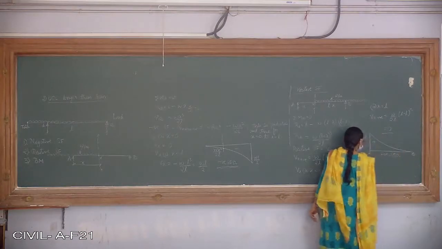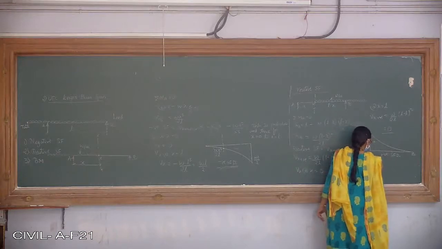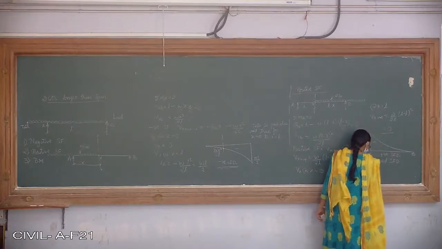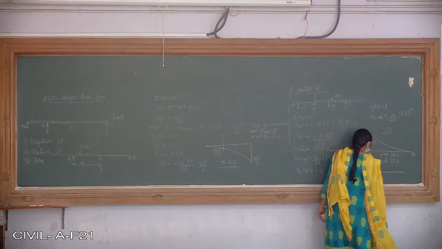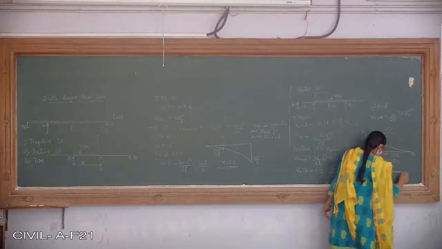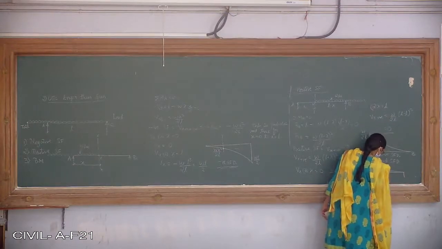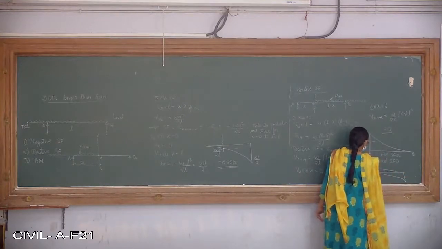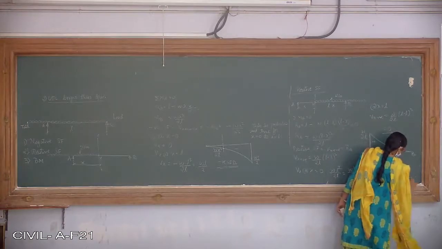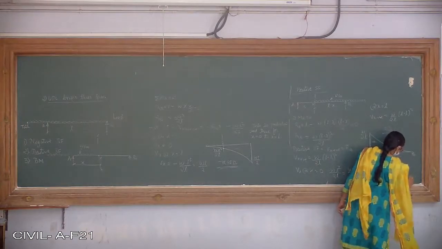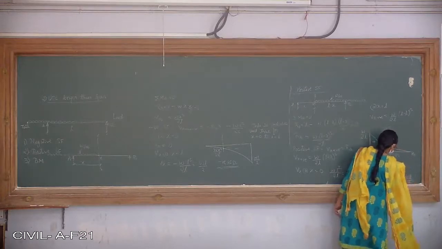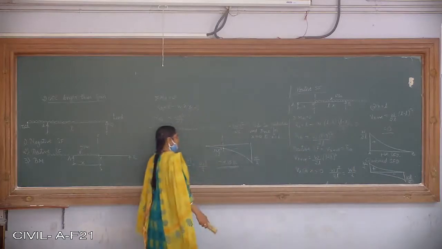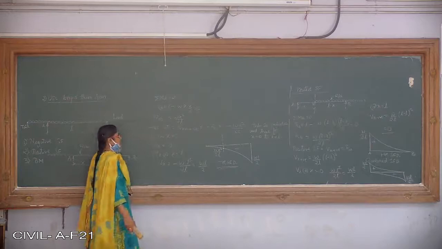So the combined SFD is going to be like this. So this is WL by 2 here and this is WL by 2 here. This is negative, this is positive. So that would be the combined shear force diagram for UDL longer than span.